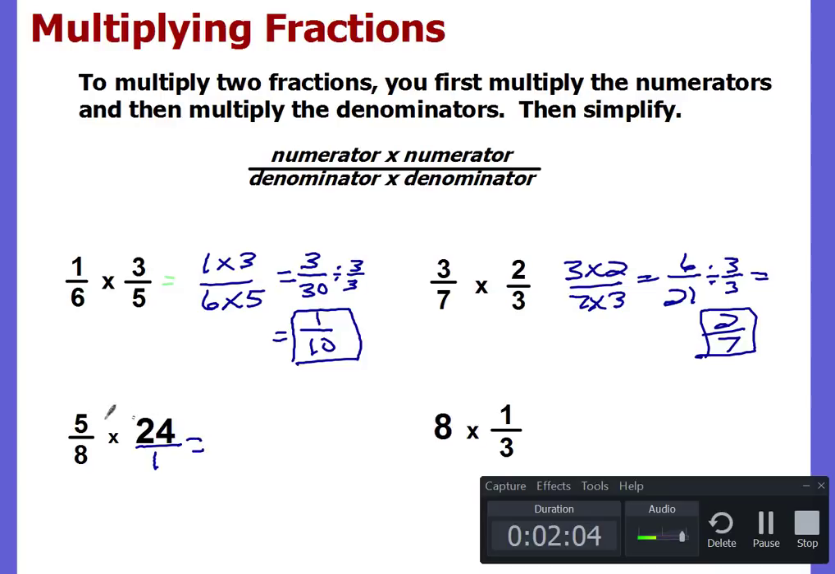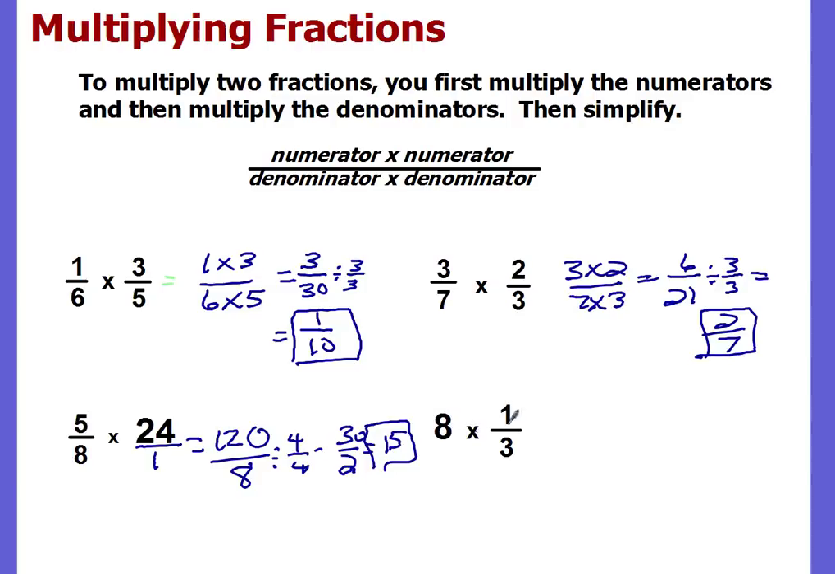So I'm going to multiply straight across, multiply my numerators. 5 times 24 is 120, and 8 times 1 is 8. And then you simplify. And actually, I can divide by 4, and I'm going to get 30 over 2, which simplifies to 15. And our last example, let me minimize this, is the 8 times 1/3.